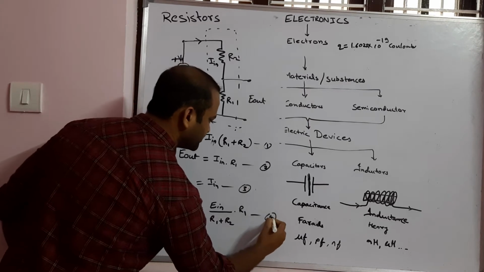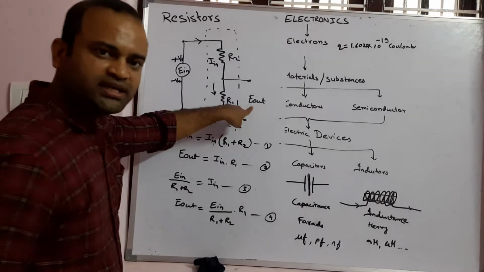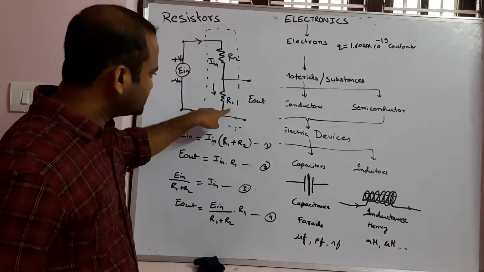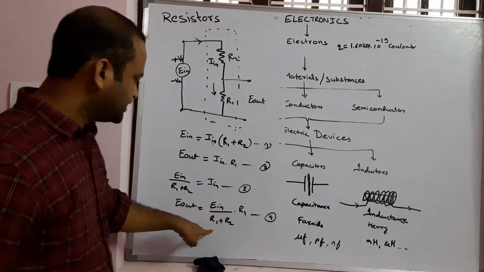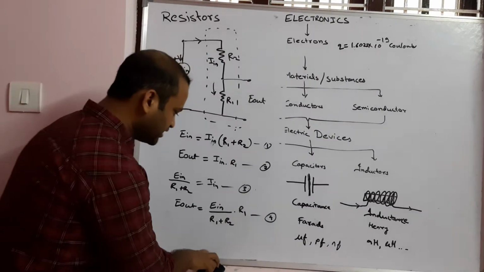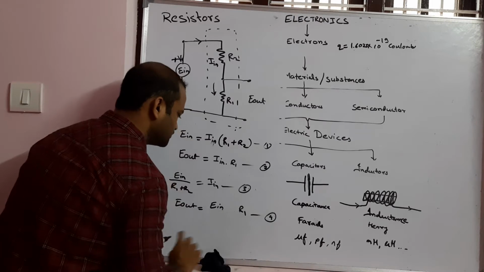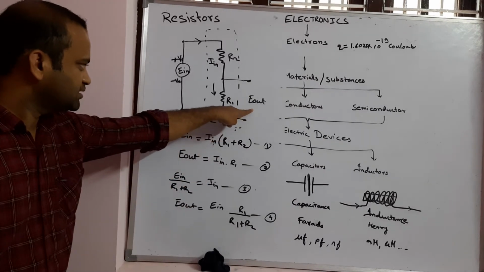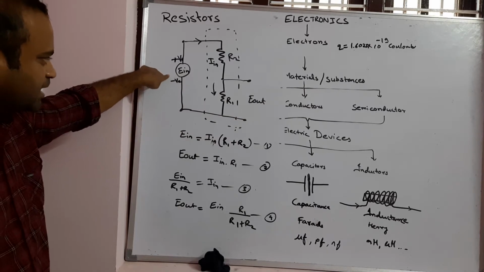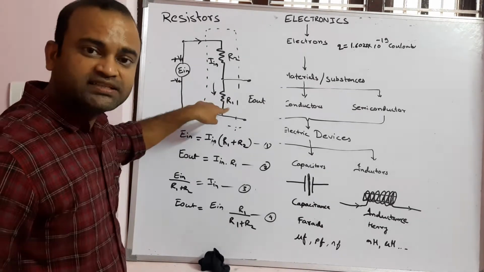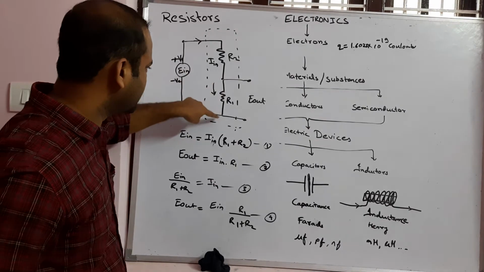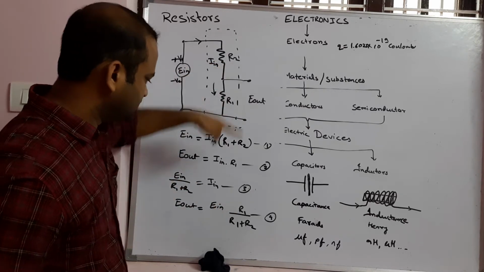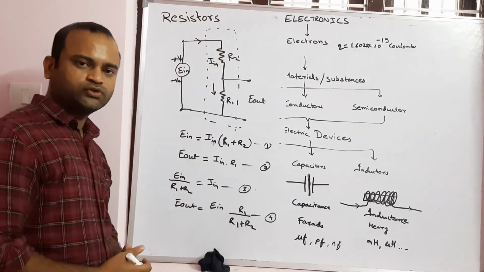So this is our final equation, right? The output voltage is equal to the total input voltage multiplied by the resistance across which the output voltage is measured, divided by the sum of the resistance. So we can rewrite this equation as output voltage is equal to total input voltage multiplied by the resistance value across which the output voltage is being measured. Since the output voltage is measured across this resistance, it is the input voltage multiplied by R1 divided by the sum of the resistance. So we will be using this formula very frequently in our consecutive videos.